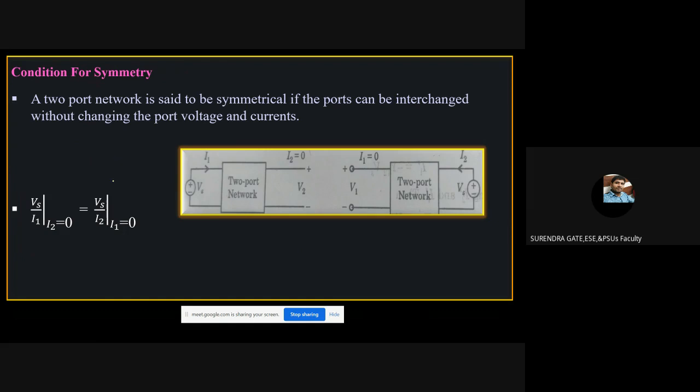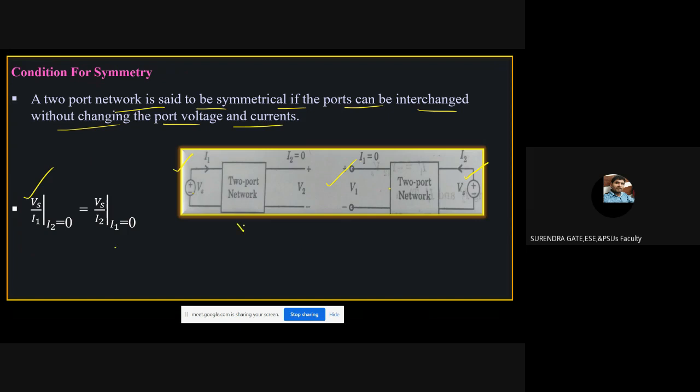But we can also analyze the symmetry conditions. A two-port network is said to be symmetrical if the ports can be interchanged without changing the port voltages and currents. For example, for the input port, I connected a voltage source, the output port is open circuited, then I calculated Vs by I1. Next, the output port is connected with the Vs voltage, the input port is open circuited, then I calculated.